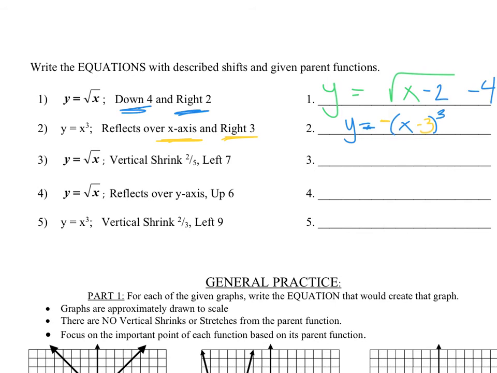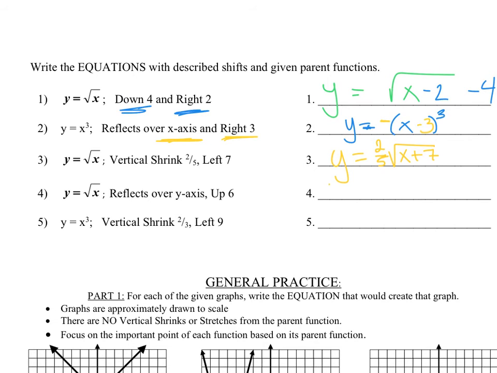Okay, so for the next one, we have a vertical shrink, and we have a parent function of, first off, we have a parent function of y equals the square root of x. So I'm going to write y equals the square root. We have a vertical shrink, so we multiply the 2/5 on the outside, and we're going left 7, so x plus 7 on the inside.